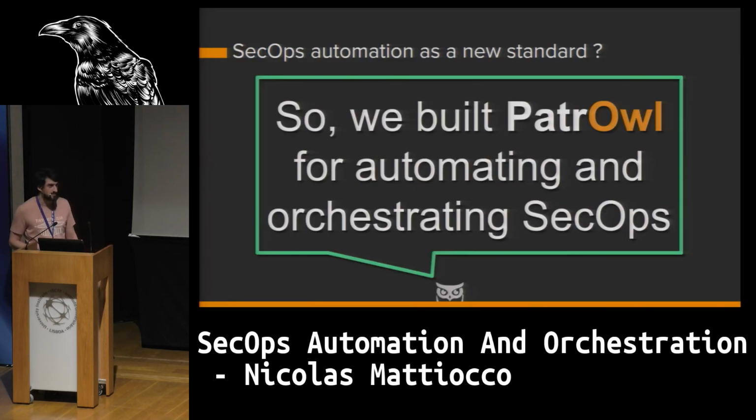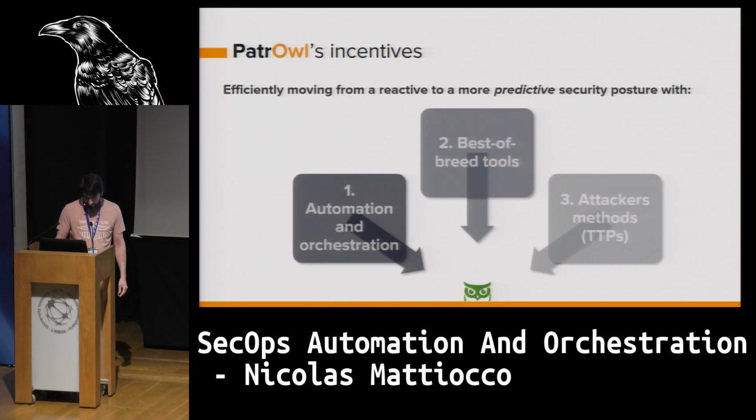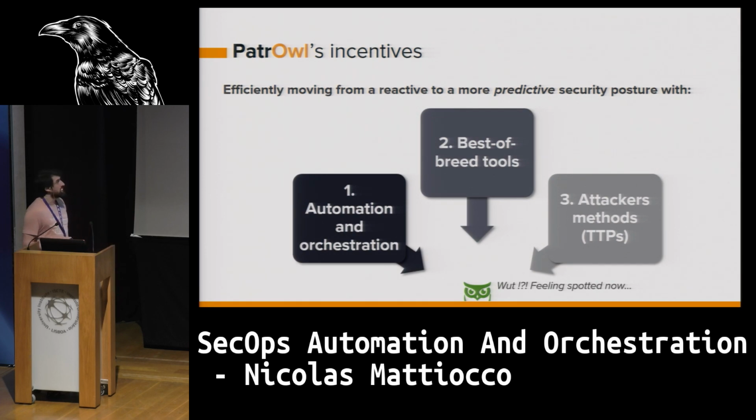By the way, maybe there are downsides, but we built PatrOwl for automation and orchestration. We don't care about the downsides. The three pillars of our application are to base our work on automation and orchestration concepts, and to rely on best-of-breed tools. Tools exist today. They are great tools, and they perform a great job, like Tenable, Nessus, and Qualys. They do a great job in their field.